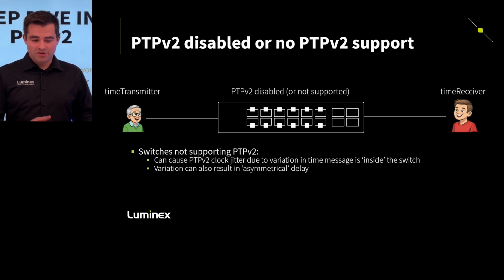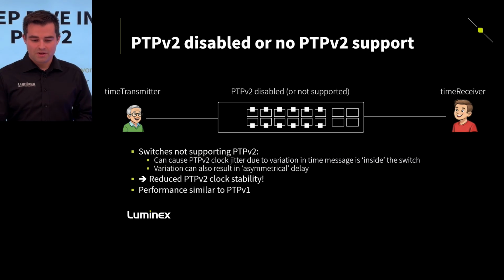So if a switch does not support PTPv2, then this can cause high PTPv2 clock jitter due to the variation in the time spent inside the switch, the residence time. This variation can result in an asymmetrical delay and therefore a bad calculation of the offset value, and that will dramatically reduce the PTPv2 clock stability. In the end, the performance of this type of network will be very similar to PTPv1 performance, because in PTPv1, the switches also don't take part in the protocol.